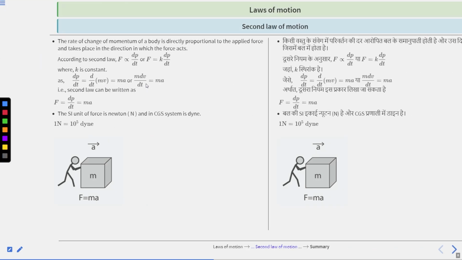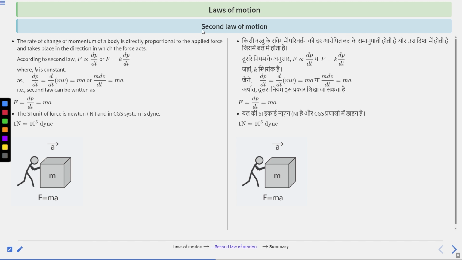Next is the second law of motion. The second law of motion is about the rate of change of momentum. Momentum is mass into velocity. The rate of change of momentum of a body is directly proportional to the applied force and takes place in the direction in which the force acts.